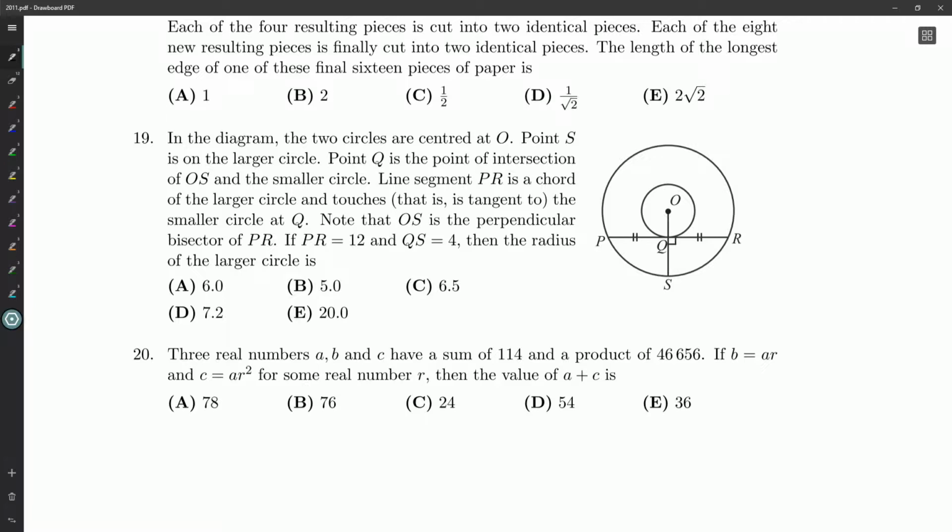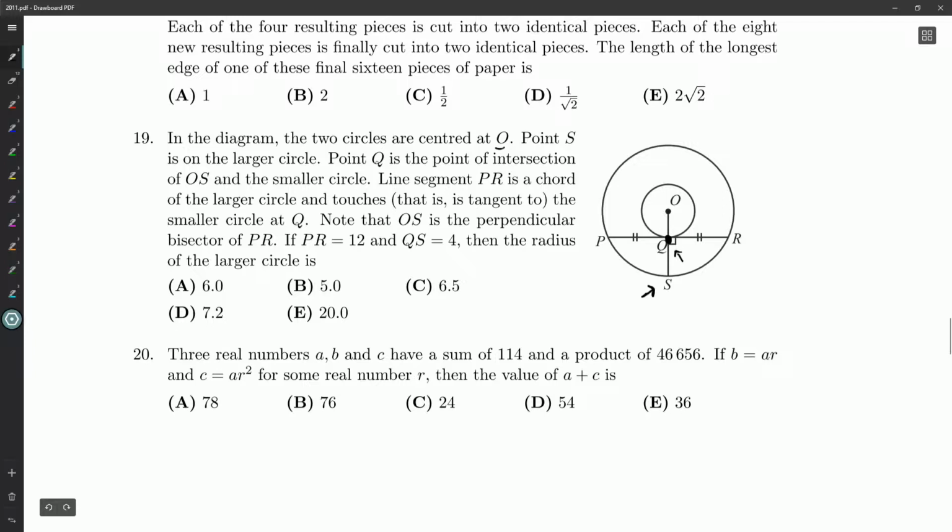Root Beer here with question number 19 on our 2011 Fermat paper. In the diagram, the two circles are centered at O. Point S is on the larger circle. Point Q is on the intersection of OS and the smaller circle, and then it looks like we got a nice little right angle here.